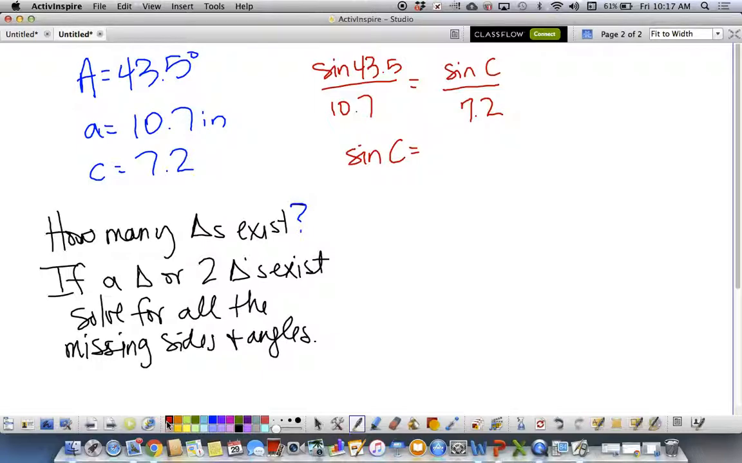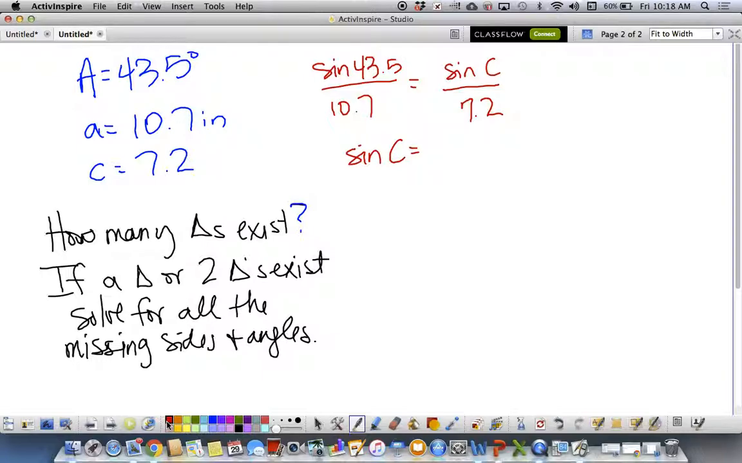Prince, what did you get for sine C? It's decimals. Did you cross multiply? Okay. What did I just ask for? Why are you questioning? And then will you spit your gum out? What is sine C? No, that's angle C. What is sine C?